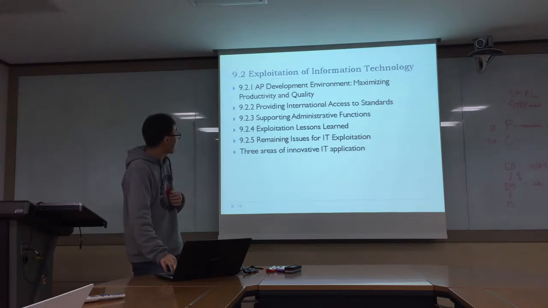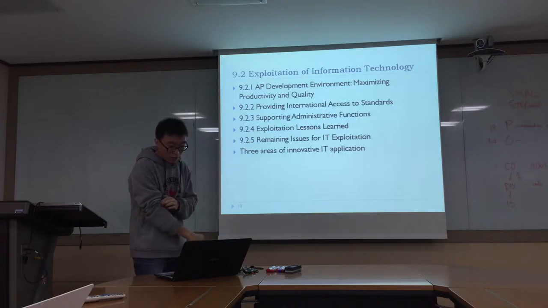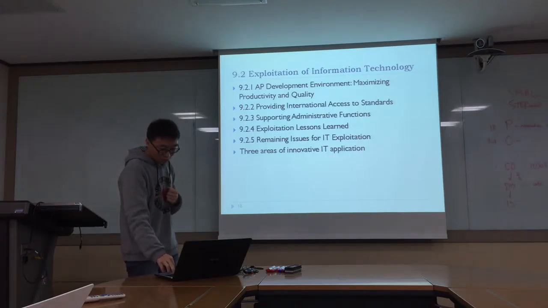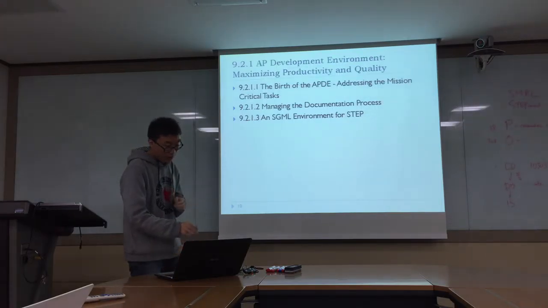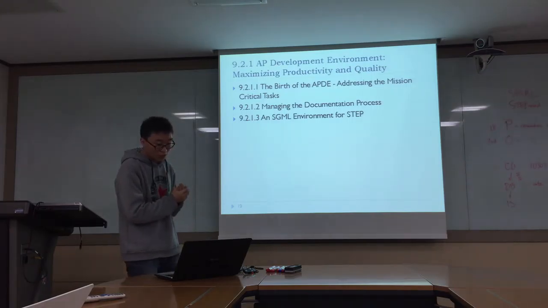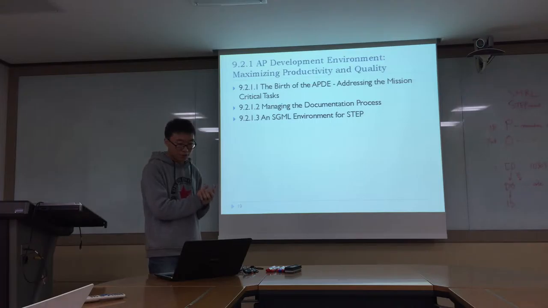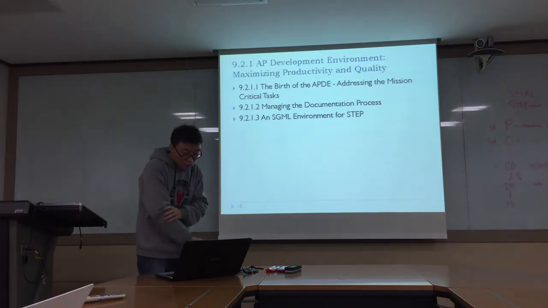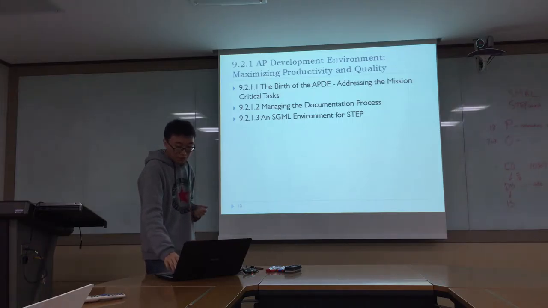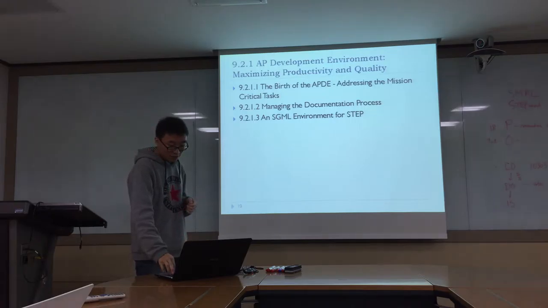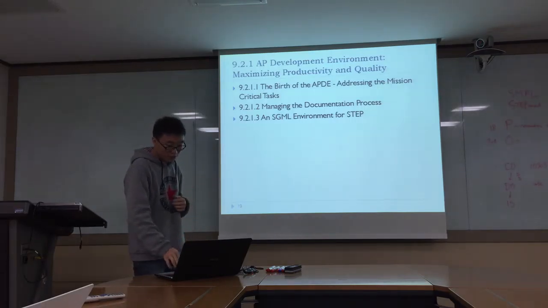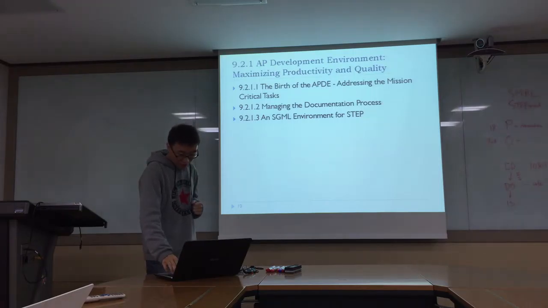This is for the second part, 9.2, called exploitation of information technology. It has five sections. The first section is about the AP development environment, which aims to maximize productivity and quality. The first is the birth of APDE, which focuses on addressing mission critical tasks. The second is about management of the documentation process. And the third is related to the SGML environment for STEP.